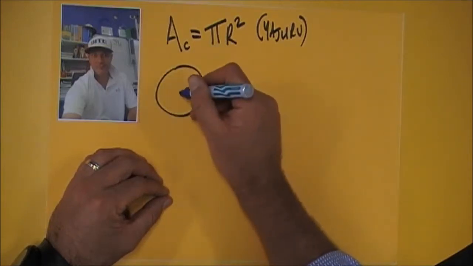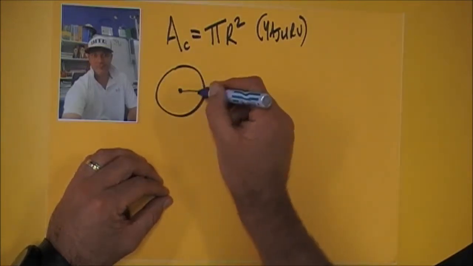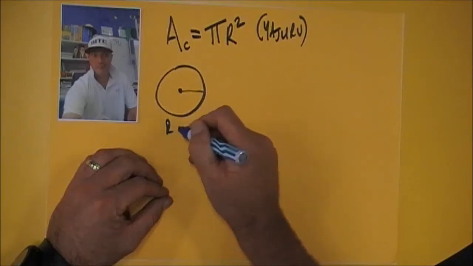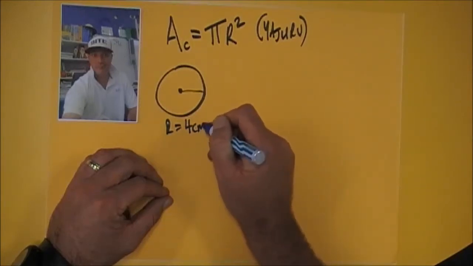So let's run through one. We need to find the origin of the circle. We need to know what the radius is. In this case, let's work with a radius of 4 centimeters.